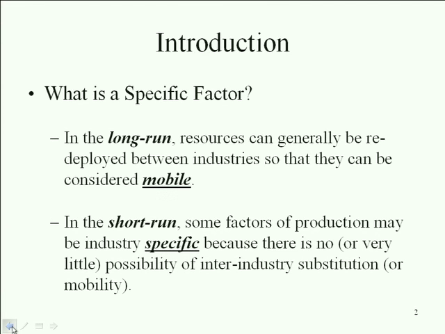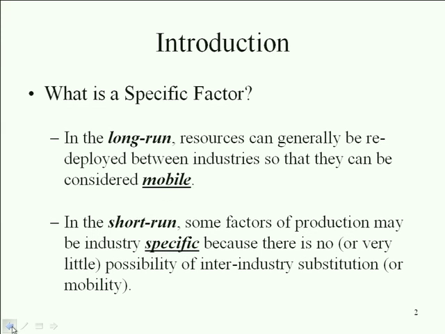So again, remember, we've been working with the assumption that factors of production were costlessly and freely mobile between industries. So that would be, obviously, a mobile factor. But it turns out that some factors of production are not particularly mobile in the short run. That is, it's difficult to transfer the factor of production from one industry to another. Now, what that actually means in terms of the factors of production themselves might be different for different industries.